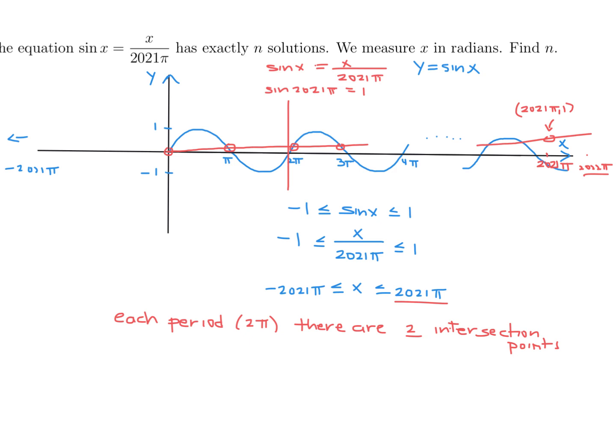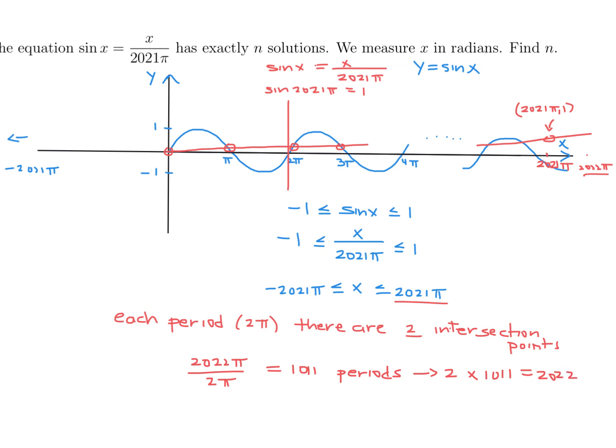So that means 2022 pi is the extent of the x values. Now there's a period of 2 pi. So if we do that division, we get 1011. And that's how many periods there are. And in each period, there are 2 intersection points. So we have 2 times 1011, which is 2022 intersection points.